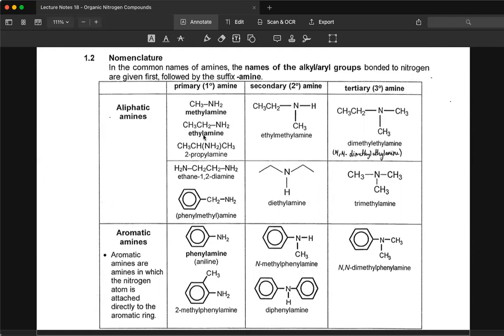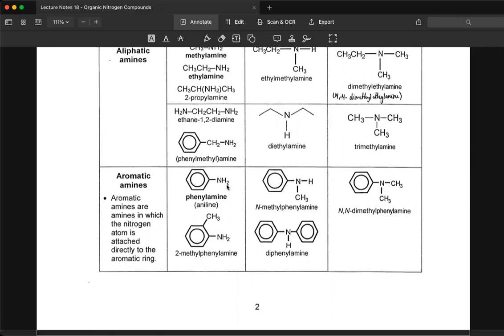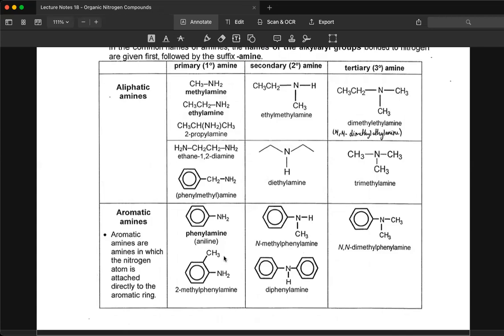Okay, so if you have only one hydrogen bonded to the nitrogen of the amine, it is secondary. If no hydrogen, tertiary. Two hydrogens, primary amine. For aromatic amine, they are amines in which the nitrogen atom is directly attached to the aromatic ring, like phenylamine or 2-methylphenylamine for primary amine. For secondary amine, we have N-methylphenylamine or diphenylamine. For tertiary amine, we have N,N-dimethylphenylamine.